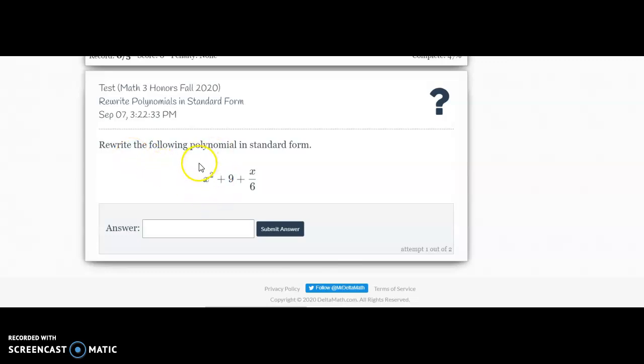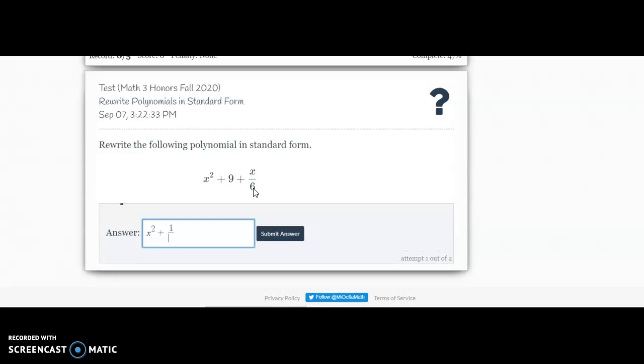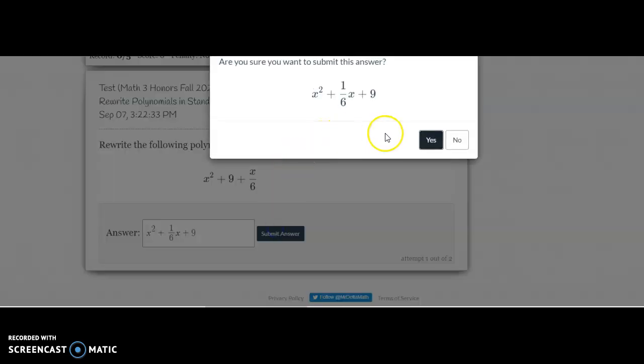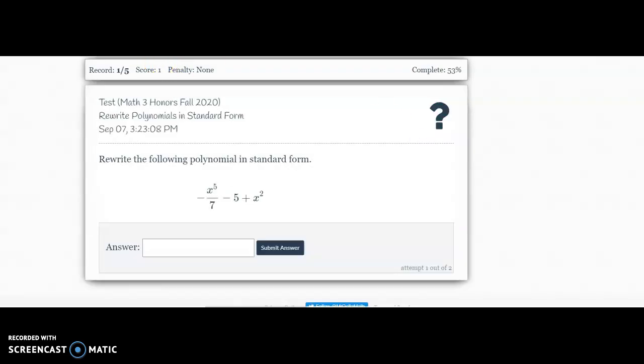So we have x to the 2nd plus 9 plus x over 6. So standard form tells me to put the highest degree first, so that's going to be x to the 2nd. Then, is it the 9 or the x that comes next? The one that would come next is x divided by 6. I'm going to write it this way just so that you can see how I would like to write it. It's 1 divided by 6, because technically there's a 1 in front of that x, plus 9, like that. And let's see if that's standard form, and it is. Let's go ahead and try another one.